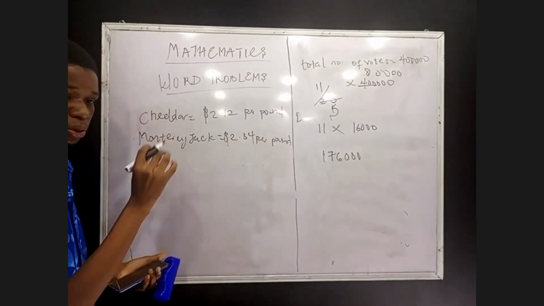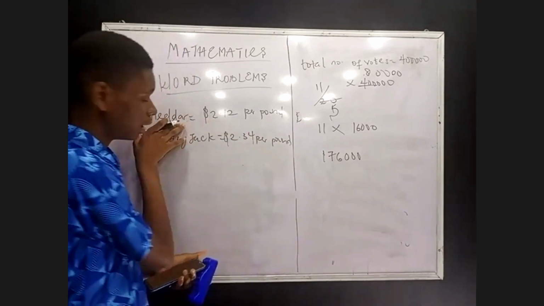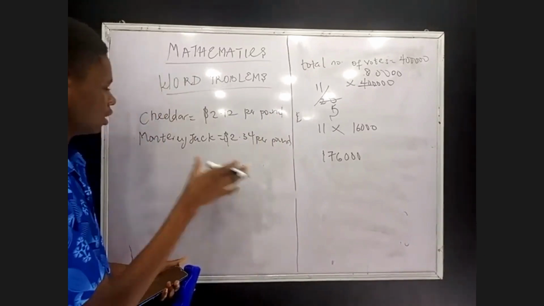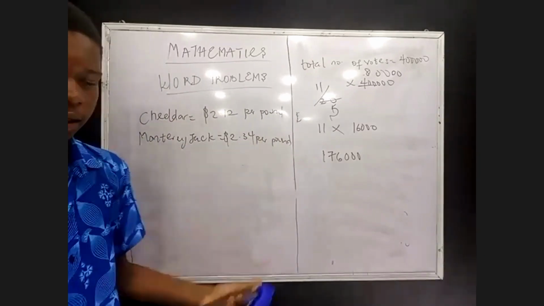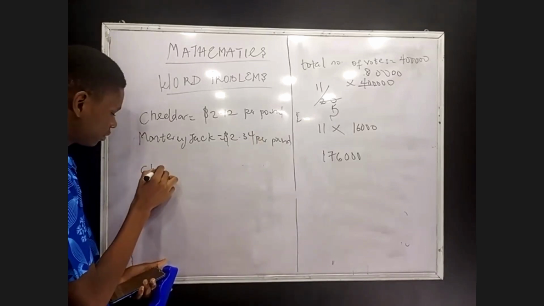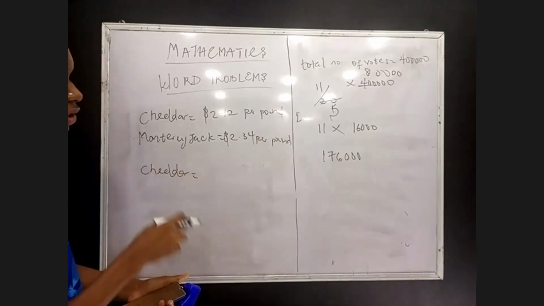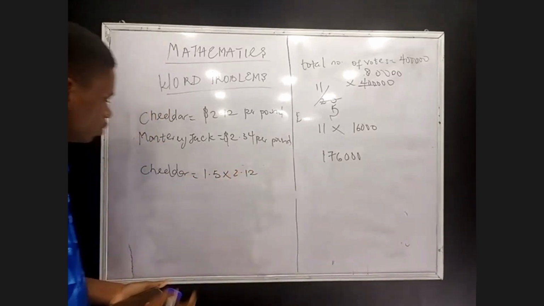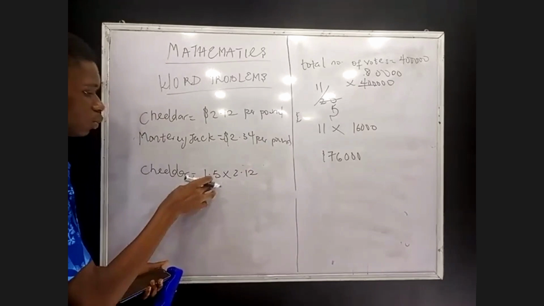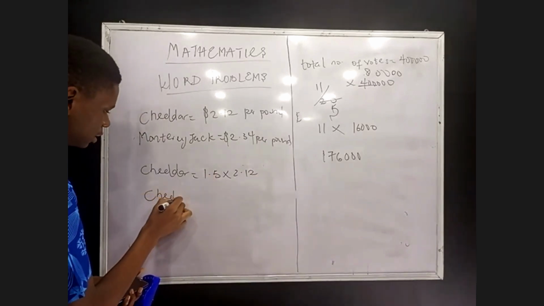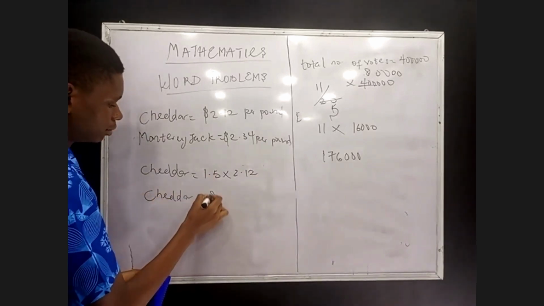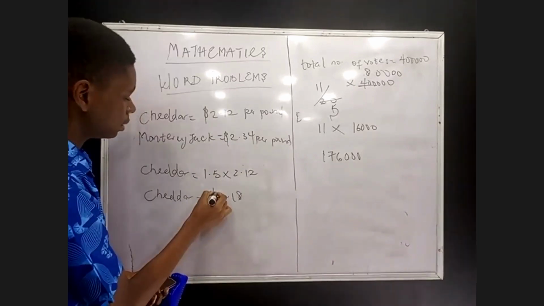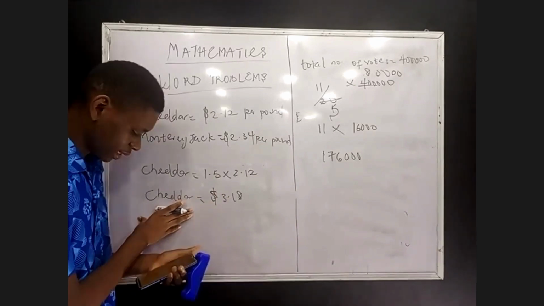So the first thing is I want to calculate how much he spent on the Cheddar, and also how much he spent on the Monterey Jack, and I add it together. Because he's buying 1.5 pounds of this, I'll say 1.5 multiplied by 2.12. So the amount spent on Cheddar is 1.5 times 2.12, which should be $3.18. Right, you should get 3.18.